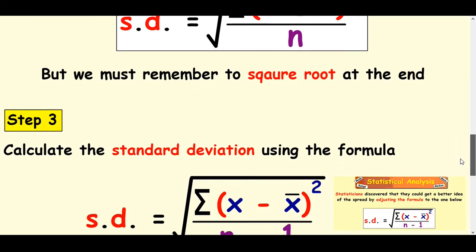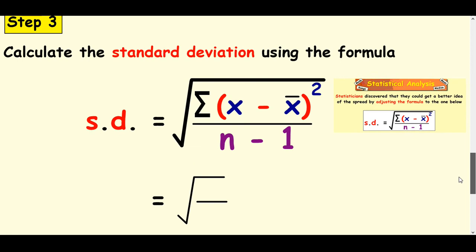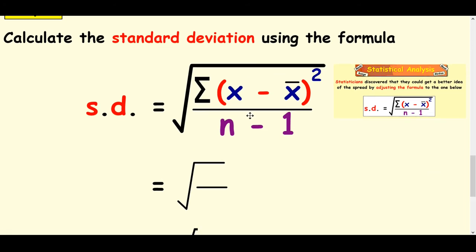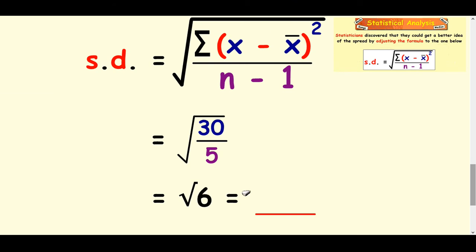However, there's another wee crux. When statisticians did this and compared it to the normal distribution we talked about before, they found that it was more accurate when you took one away from the number of numbers. So the top line is going to be 30, which we just did, and the bottom line is going to be, how many were there? There was 6, but take away 1, which is 5. So you do 30 divided by 5, which is 6, and you square root your answer, and you get 2.45. So this is what the standard deviation is, 2.45.